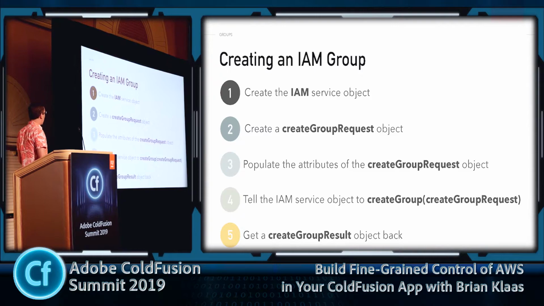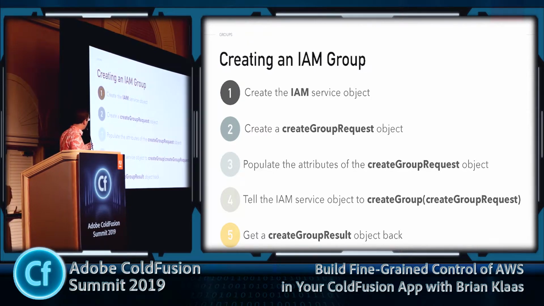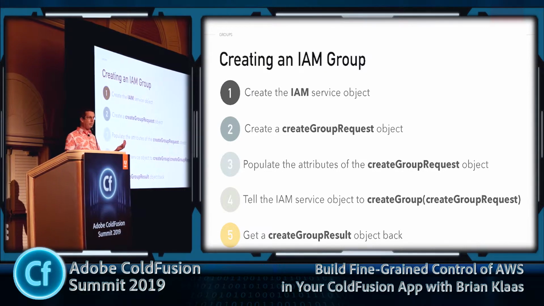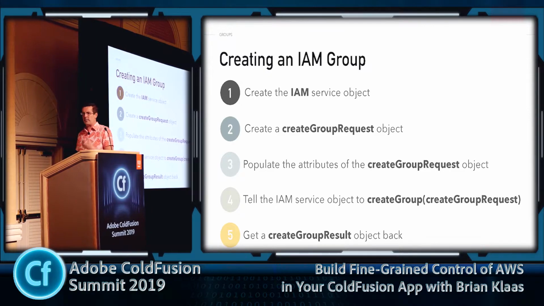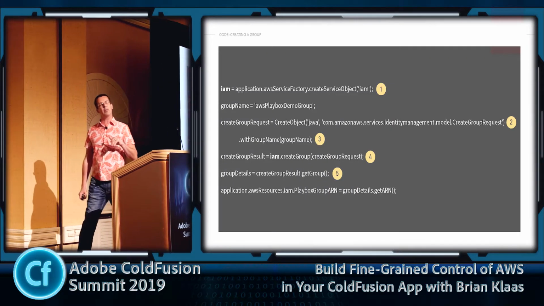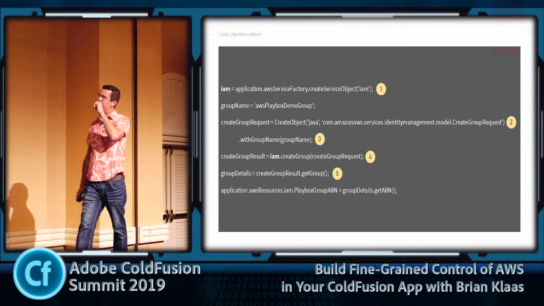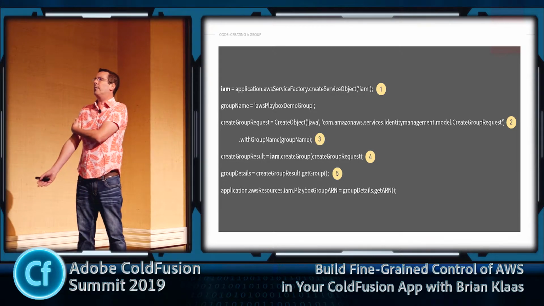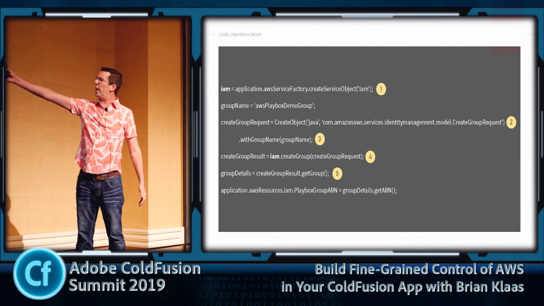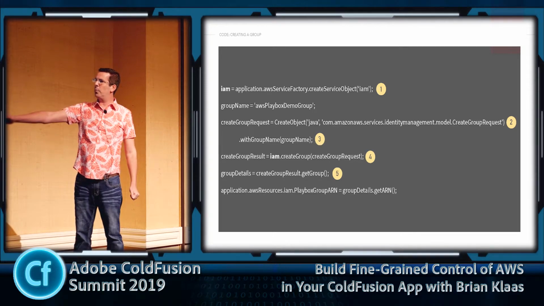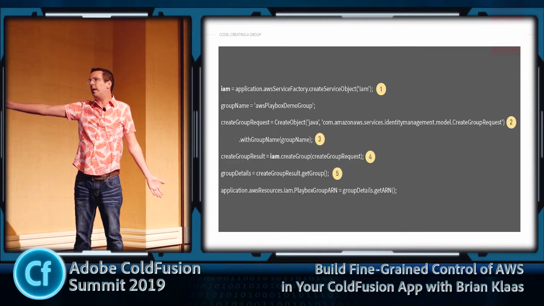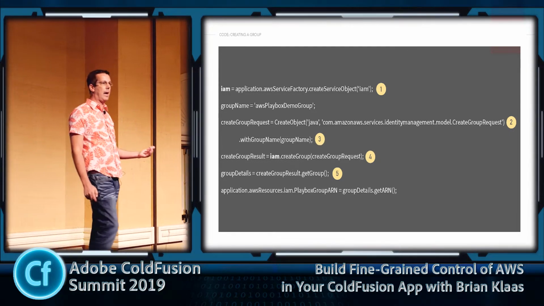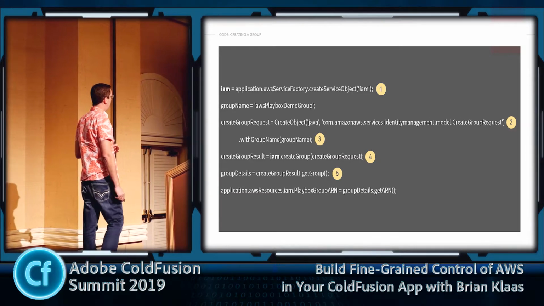So to create a group for your ColdFusion application, again, the same 5-step pattern. We get a reference to IAM, we create a group request object, we populate the attributes of that object, and then we tell IAM to create a group based on our create group request object, and we get a result back. So again, here's the code. This is going to start looking painfully familiar to all of you. We say IAM, in reference to that. We give our group a name. We create a create group request object. I give the group name, and then I say, IAM, hey, create that group for me. And we get a result back. And again, as usual, the most important thing in that result is the ARN of that group, so you can refer to that later on.